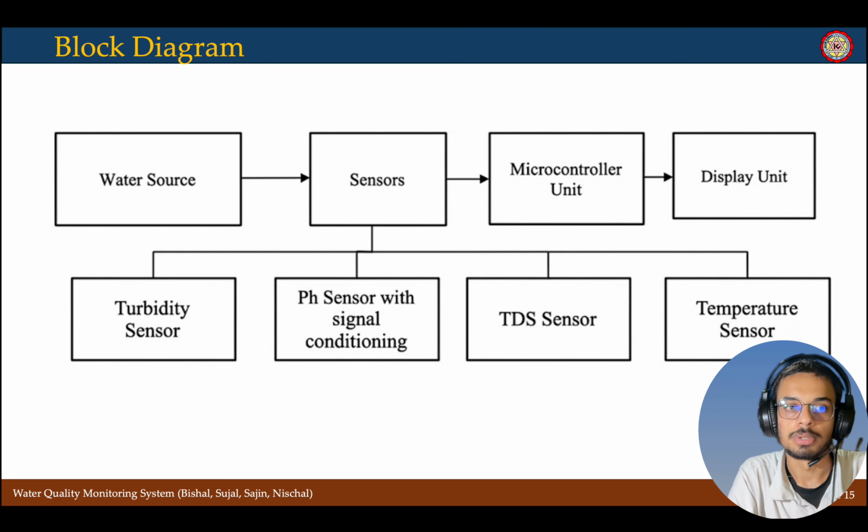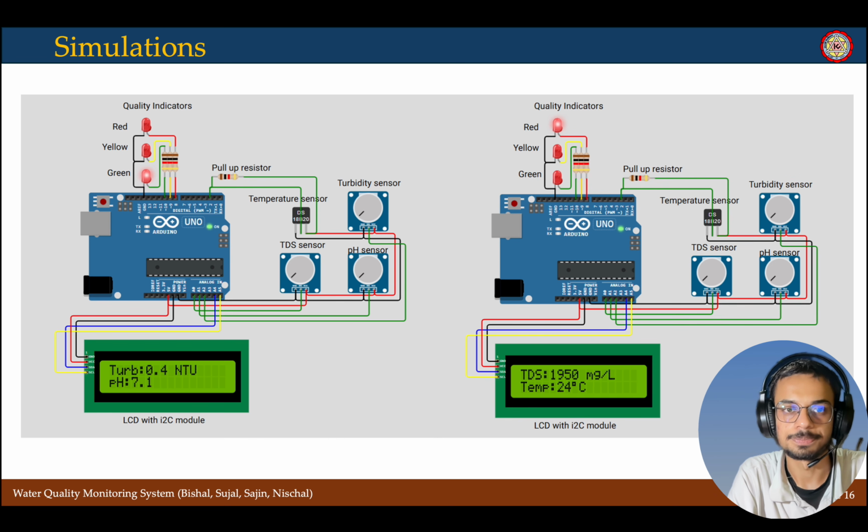This is the block diagram: water sources and sensors, turbidity sensor, pH sensor, TDS sensor, and temperature sensor. One thing about the pH sensor: its output ranges from minus 140 millivolt to 140 millivolt. So to operate it in the range of 0 to 3 volt, we use signal conditioning. So the pH sensor with signal conditioning and all the other sensors send their data to the microcontroller, and furthermore, it is displayed in the display unit.